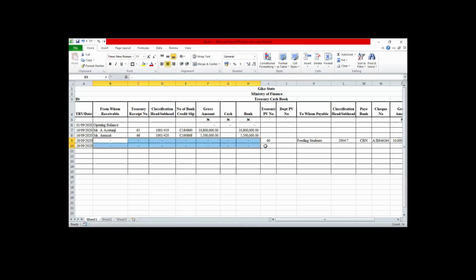Okay. Now, the second transaction, what is the treasury PV number? 63. To whom payable? Who do we pay? WAEC examination fees. What is the classification, head and subhead? 2004/9. What is the means of payment? What is the bank? CBN. Okay.